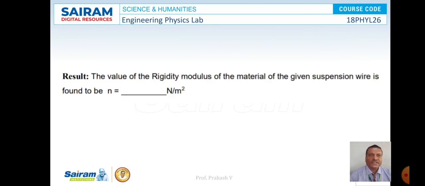Finally, the rigidity modulus of the experimental wire is entered. By making use of the formula, we calculate the rigidity modulus, the value will be recorded, and the unit for rigidity modulus is observed to be Newton per meter square.